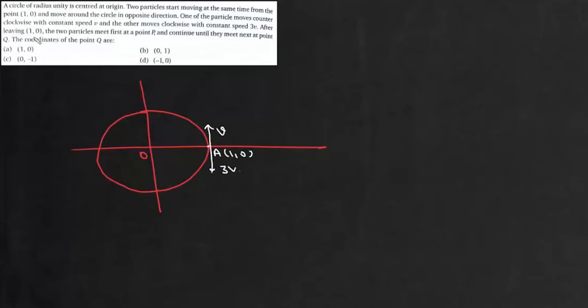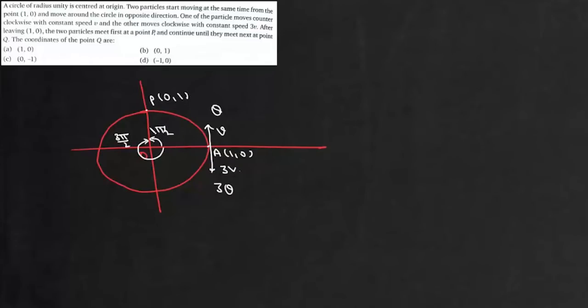Now, after leaving (1, 0), the two particles first meet at point P and continue until they meet next at point Q. The coordinates of point Q are required. Now, since their velocities are in the ratio 1:3, if the first particle covers theta, the second particle is going to cover 3 theta. So when the first particle has moved pi by 2, the second particle would have moved 3 pi by 2 in the clockwise direction. So at first they are going to meet at this point P, and this is (0, 1).